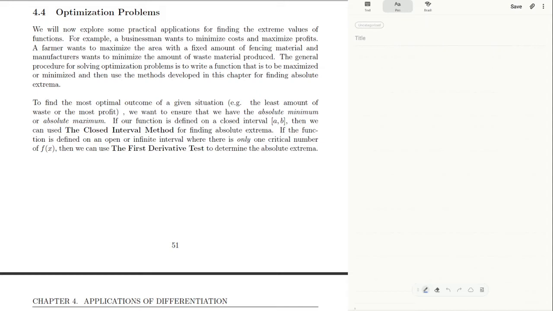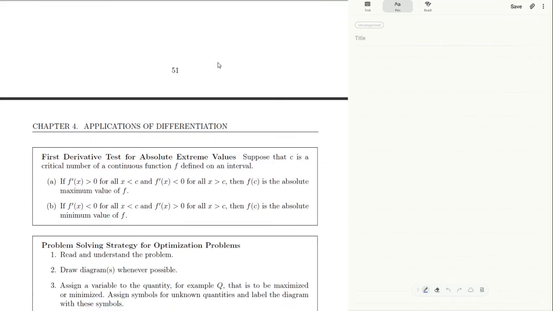So we can use the closed interval method if our function is defined on a closed interval from a to b. Now, if the function is defined on an open or infinite interval, but there is only one critical number of our function, then we can use the first derivative test to determine the absolute extrema in that case. So here we have a modified version of the first derivative test where we only have a single critical value. So this is called the first derivative test for absolute extreme values.